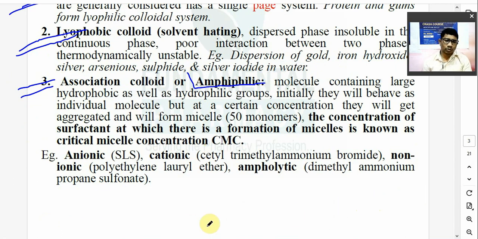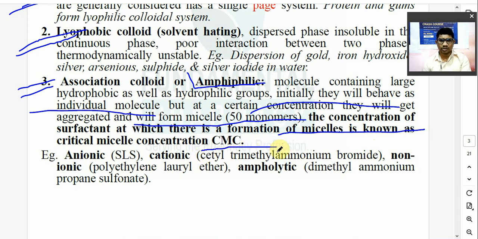If a molecule has both hydrophobic and hydrophilic groups, it is known as a surfactant. Initially, if you add a surfactant in water, it will behave as an individual molecule, but at a certain concentration they will aggregate and form a micelle, around 50 monomers coming together to form an association. The concentration of surfactant at which micelle formation occurs is known as the critical micellar concentration. A question has come on this at least 3-4 times.